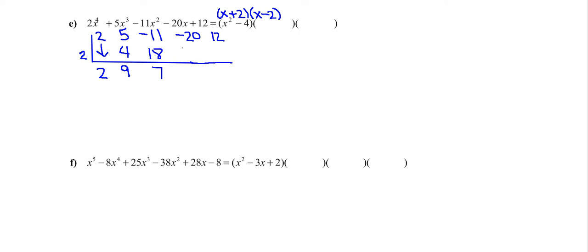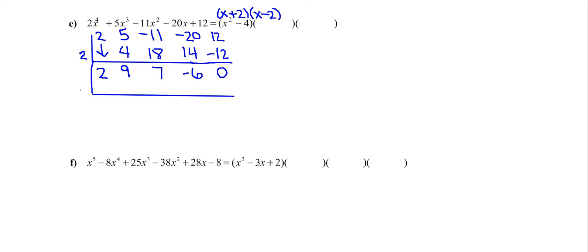7 times 2 is 14. Negative 20 plus 14 is negative 6. Negative 6 times 2 is negative 12. And then we get a 0. So that means it's a factor, and that's what we were expecting because we knew it was already a factor. So now that we have this simplified a bit more, we can do it again using negative 2 instead of 2. So we're just going to set up another synthetic division table.